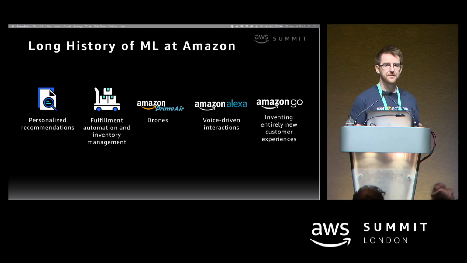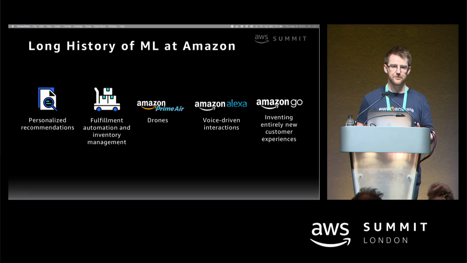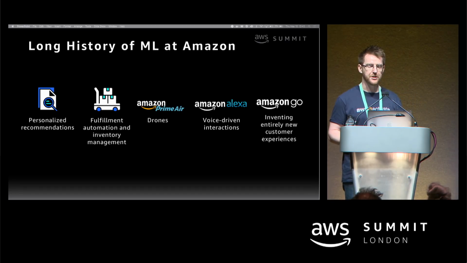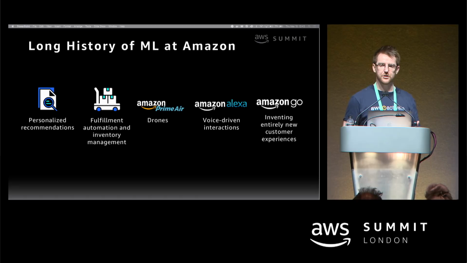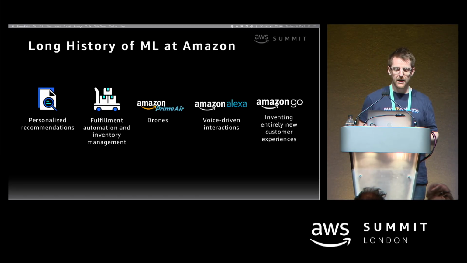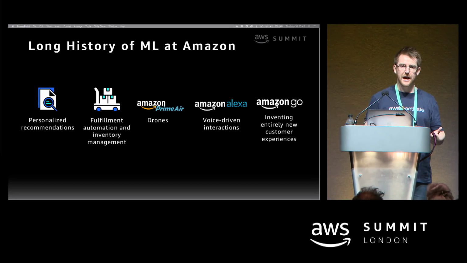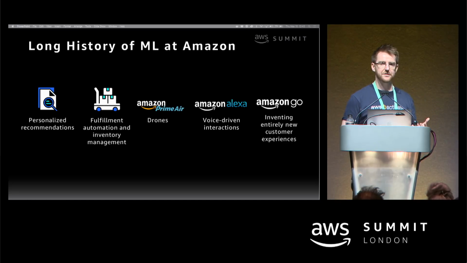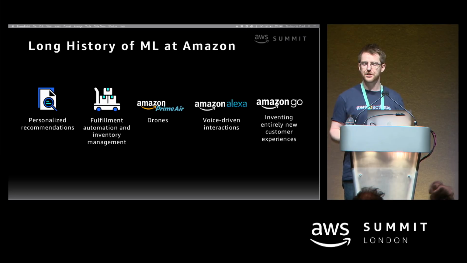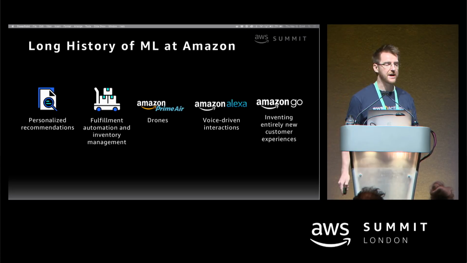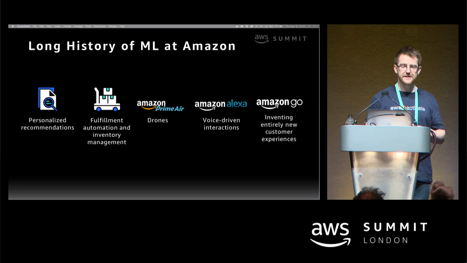It's being applied to things like Amazon Prime Air with the drone technology and using things like collision avoidance and computer vision to be able to autonomously send a drone out to deliver a package to someone. And then it's being used in other areas, so new product areas as well, like Alexa, forming the basis of things like natural language understanding and being able to drive a richer user experience through voice-driven interactions. And then inventing entirely new concepts.